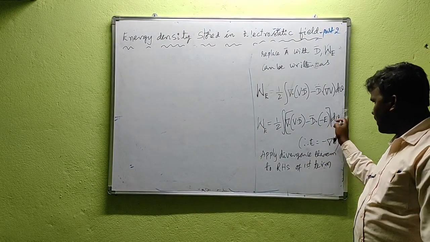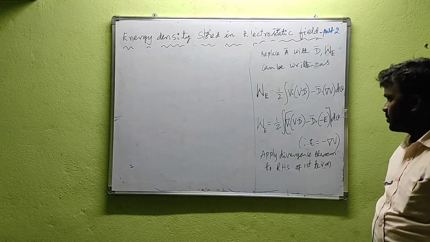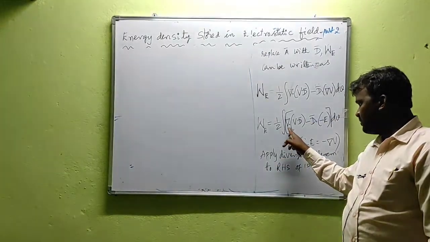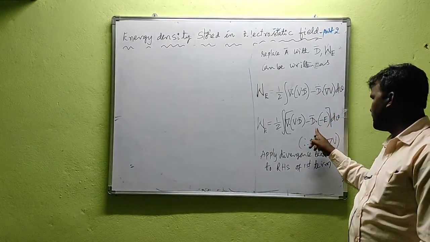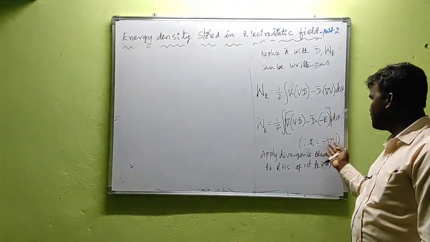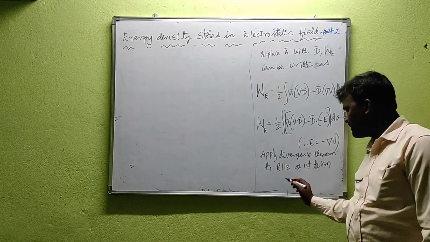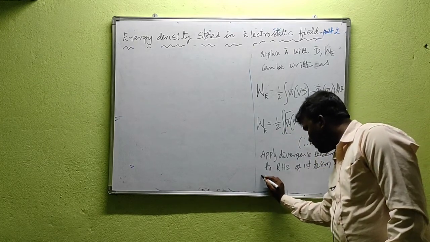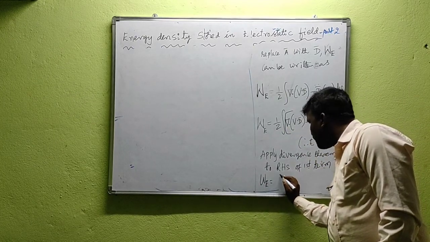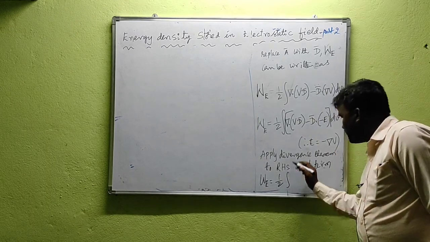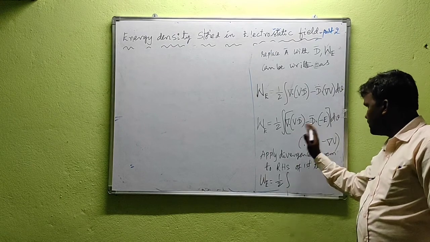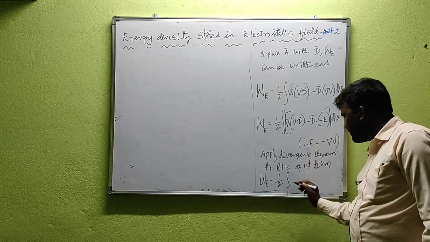Now we can convert this volume integral into a surface integral. So if you apply the divergence theorem, then we get a divergence, and a closed surface integral becomes the volume integral. That means without the volume integral it should be a closed surface integral. So that's why we have WE equal to 1 by 2 integral. I will write these two terms separately. So the first term is what?